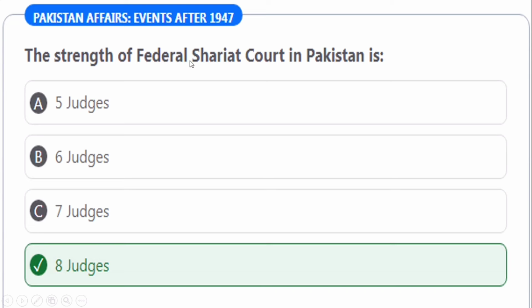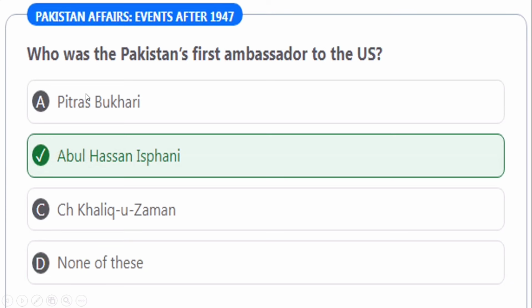The strength of Federal Sharia Court in Pakistan is right option A, D number 8 judges. Who was the Pakistan's first ambassador to the United States of America? Right option A, B number Abul Hassan Isfahani.